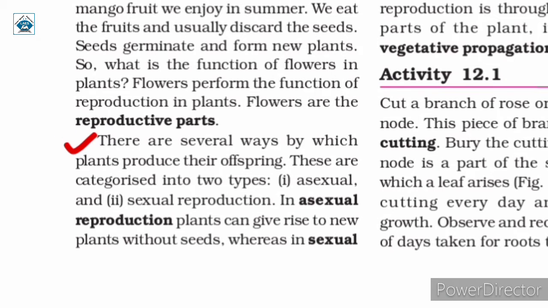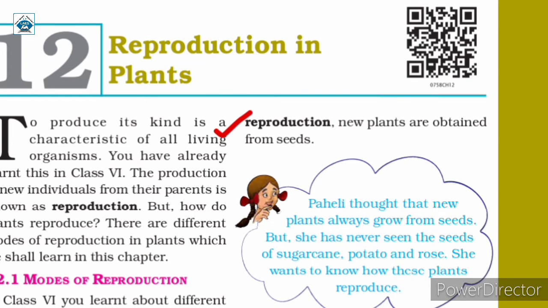There are several ways by which plants produce their offspring. These are categorized into two types. First, asexual reproduction and second, sexual reproduction. In asexual reproduction, plants can give rise to new plants without seeds, whereas in sexual reproduction, new plants are obtained from seeds.